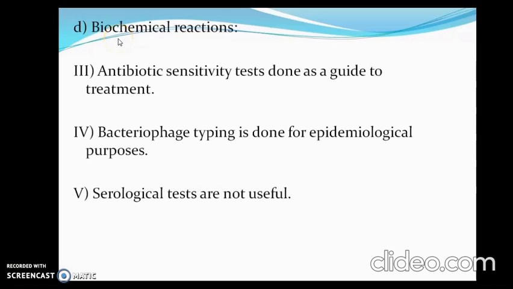And we can also do various biochemical reactions like catalase test and coagulase test. In the case of coagulase test, both slide test and tube test can be performed. Antibiotic sensitivity test is also done as a guide to the treatment. Bacteriophage typing can also be done for epidemiological purposes. Other typing methods include DNA fingerprinting, ribotyping, PCR based analysis, and serological test is not useful in the case of Staphylococcus aureus.